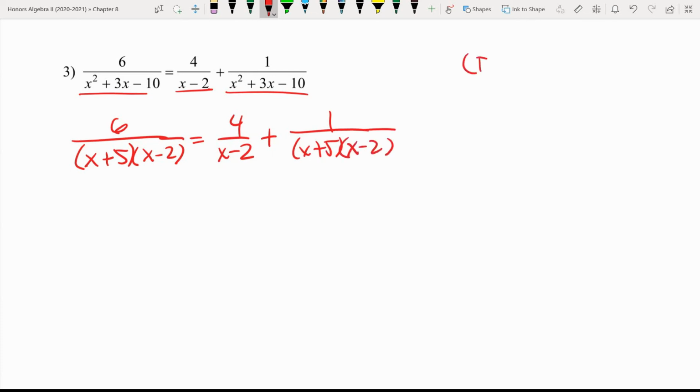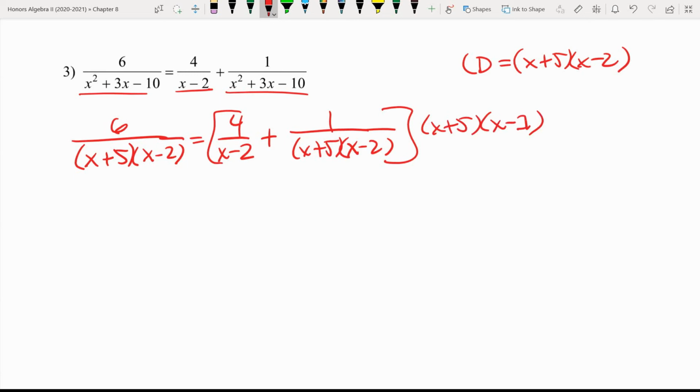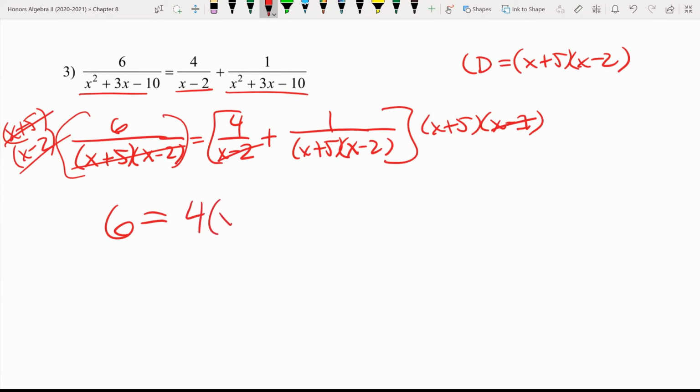So obviously our common denominator here is x plus 5, x minus 2. So if I multiply everything in this equation by that, each term times the x plus 5, x minus 2 on this side, and on the other side as well, x plus 5, x minus 2. On the left, everything cancels out, so it's just 6. On the right, the x minus 2 will cancel out from this one, and it's just going to be 4 left, but times the x plus 5 was left over. Everything is going to cancel here when I distribute that, so it's just plus 1.